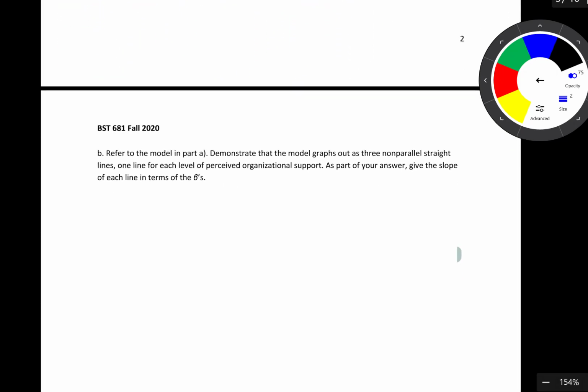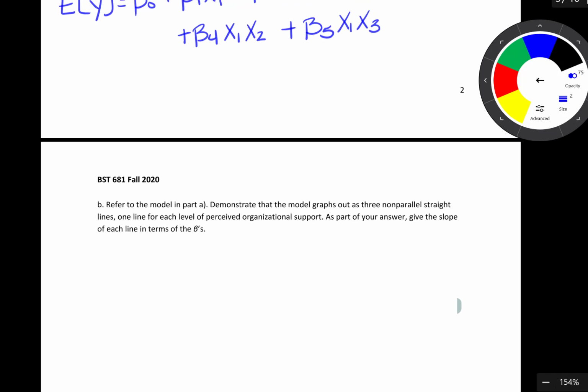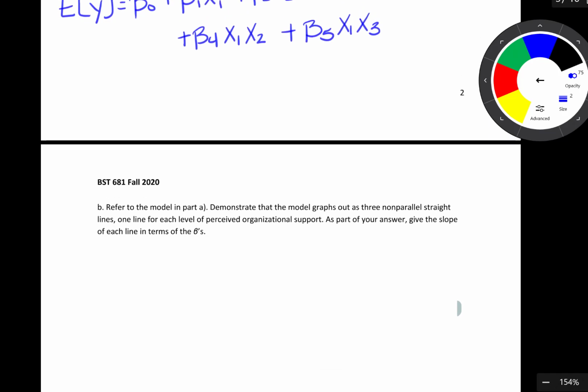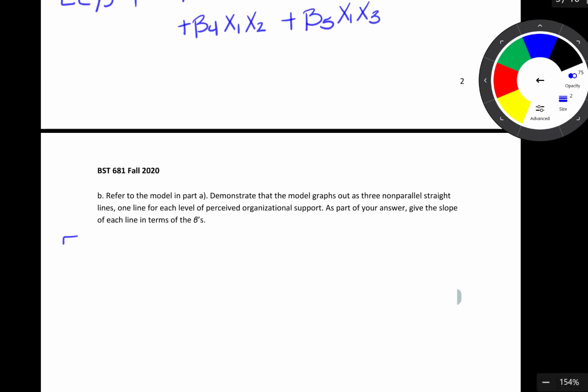So we're going to refer to that model that we just looked at, and we're going to demonstrate that the model graphs out as 3 non-parallel straight lines, one for each level of perceived organizational support. So just to start out here, so I have it on the screen, I'm just going to write out what that model was again.